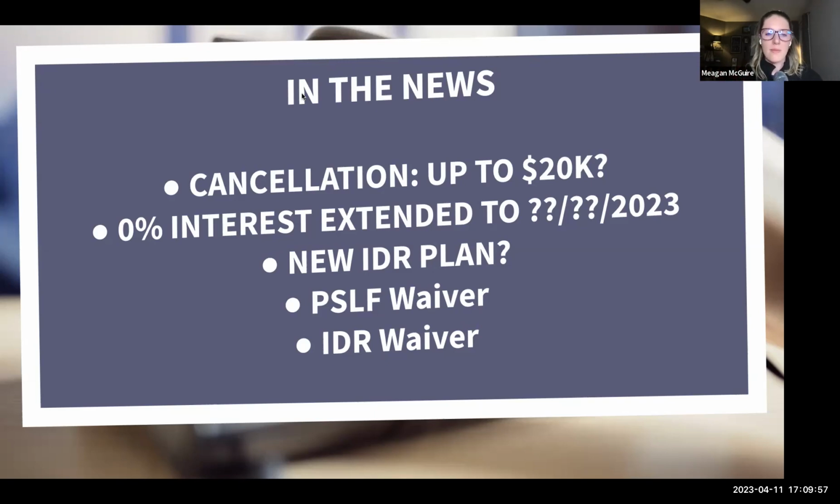The biggest thing as of late, it's died down a little bit, but the biggest thing that was in the news recently was loan cancellation. Up to 20,000 of loans could be canceled depending on your income. So there were income limitations, and everybody got really excited about it. There was an application that came out that you could submit. People got emails saying that they were approved.